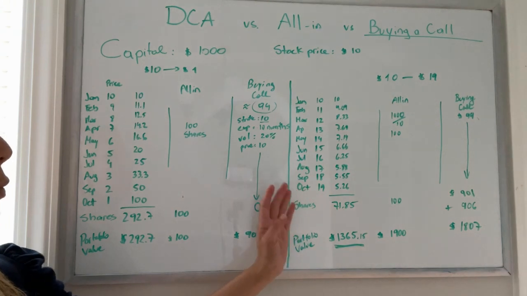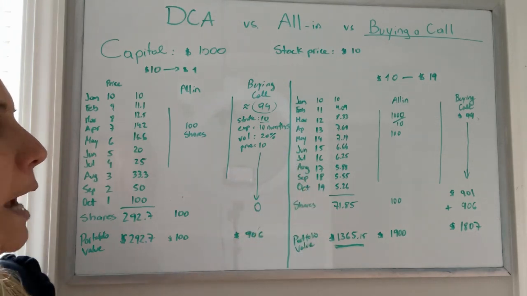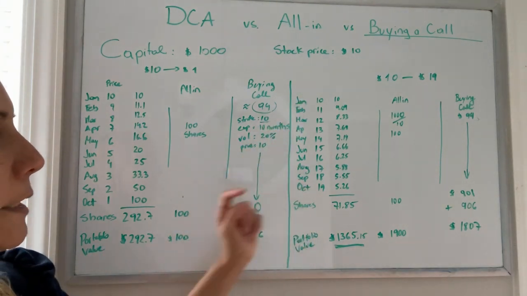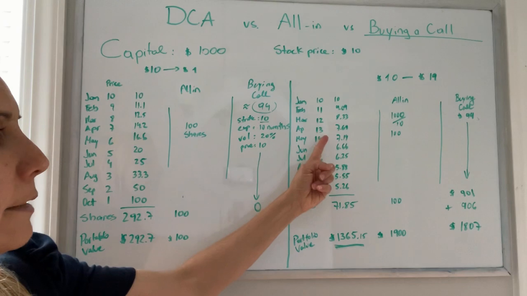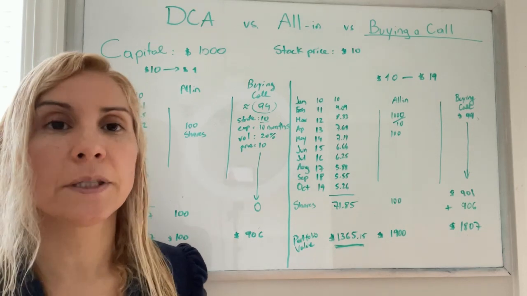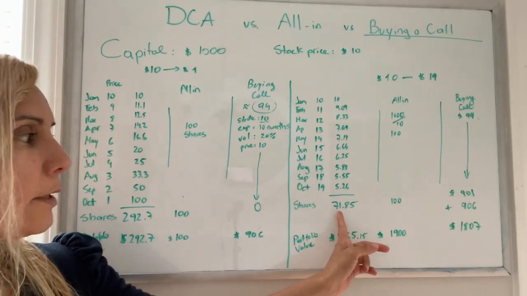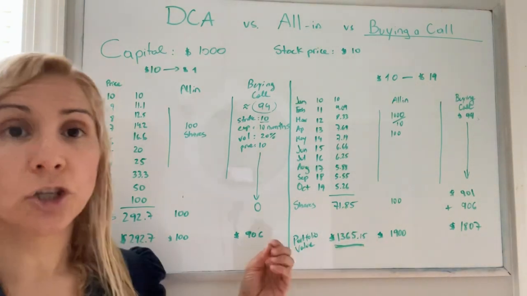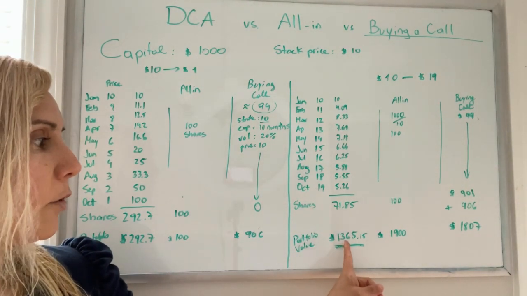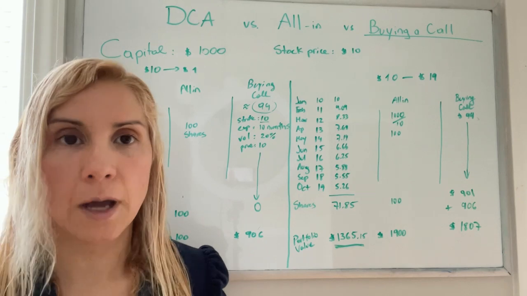Now, let's see the situation where the shares increase in price. So again, here we are looking at the DCA route. Every month we're deploying $100 worth of capital to buy stock. Since the share price is going up from $10 to $19, we are buying less and less stock every month. But we are happy because the share price is increasing. That means our portfolio value is increasing. And at the end of those 10 months, we were able to accumulate 71.85 shares. And at a price of $19, our portfolio value is $1,365. So that's a very nice increase from $1,000.